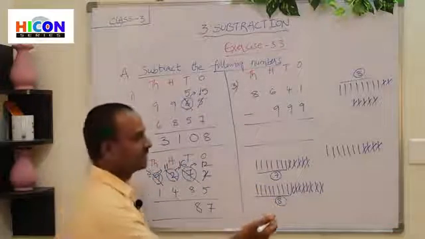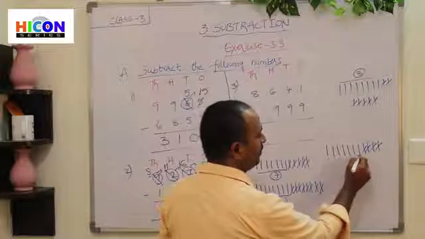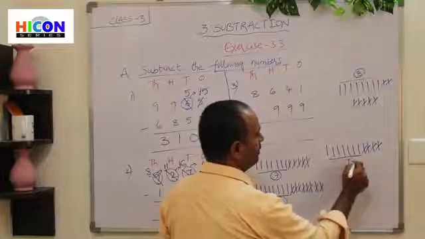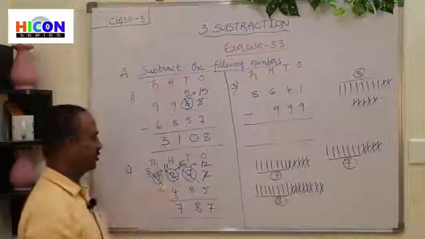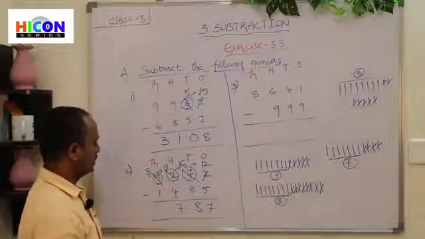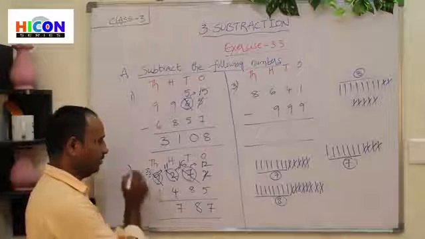Let us count how many lines will be remaining. 1, 2, 3, 4, 5, 6, 7. So children, there are 7 lines remaining. So write 7 under hundreds place. Next, go to thousands place. What are the numbers present in thousands place? 8 and 1. So subtract 1 from 8.